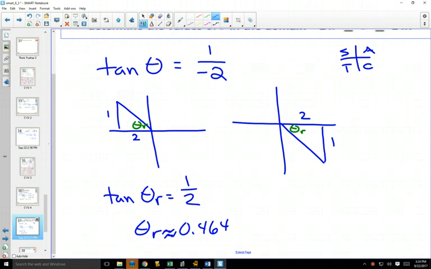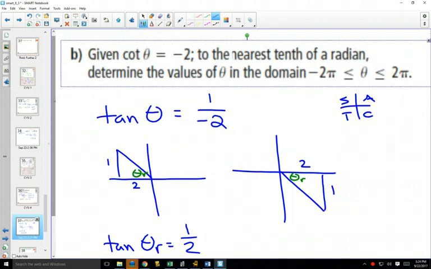There's our reference angle. So now that we have our reference angle, we want to find all of our answers of theta between negative 2 pi and 2 pi. Again, I like to break it up into positive answers and negative answers. For positive answers, can you see that you would go from 0 to 2 pi? So there would be one positive answer here and one positive answer here. For our negative answers, we'd have to go from 0 to negative 2 pi, so we would have one negative answer here and our other negative answer there.